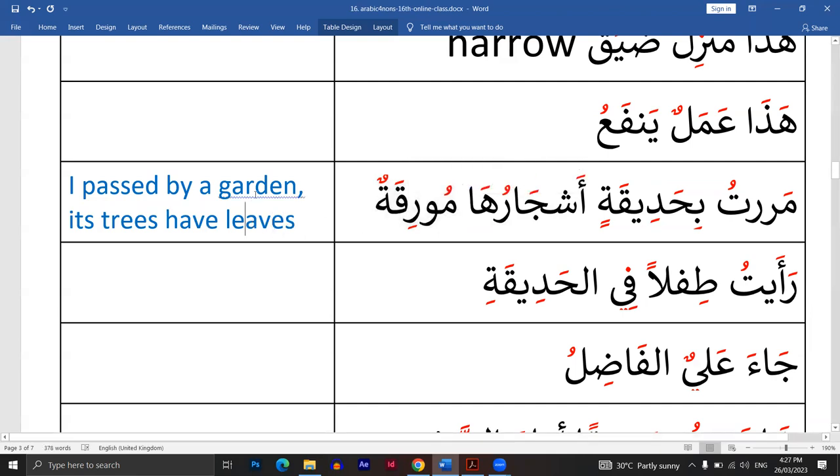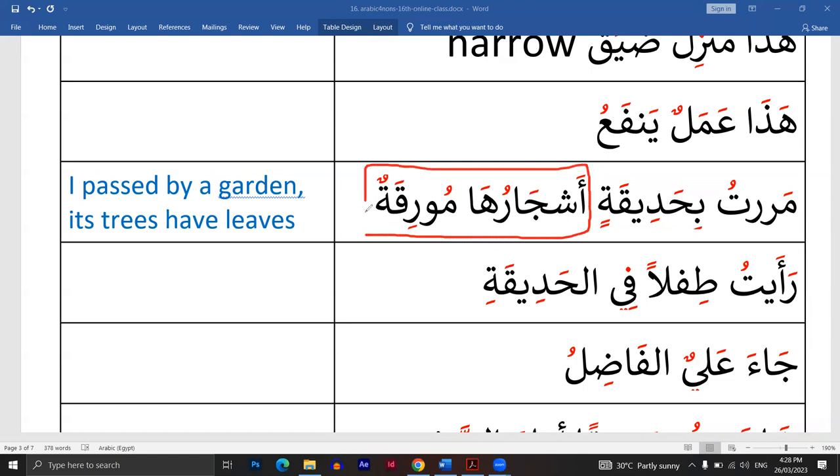It's only a single word. It means in rain season or in summer, the leaves used to fall down from the tree. And then in spring, they will grow up again. So, ashjaruha muriqa, it means the tree already has leaves. Okay. So, here we have an adjective. Can you identify it? Ashjaruha muriqa. Okay, this whole sentence is an adjective.